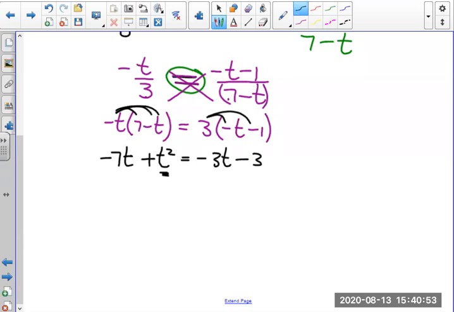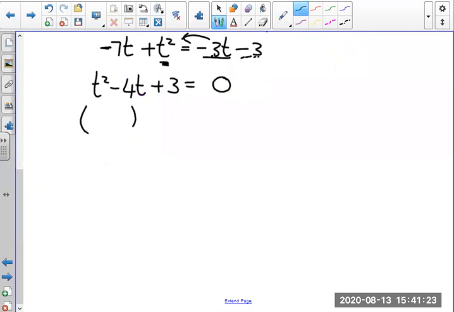You bring everything to the one side so that you can get a 0 at the other side. So if I write that t squared first, now minus 7t, I take this minus 3t to the left, it becomes a plus 3t. So minus 7t plus 3t is minus 4t. And I bring this minus 3 to the left, it becomes a plus 3. Why do I do that? So that I can factorize.